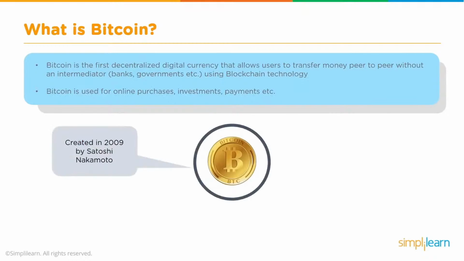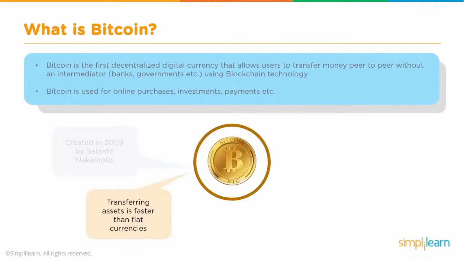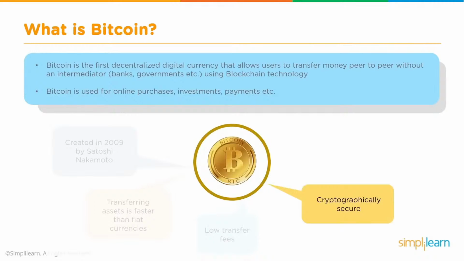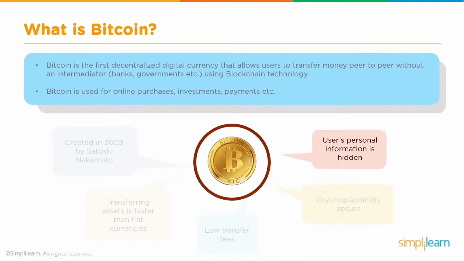Now it was created in 2009. It came into existence by a person or a group of people called Satoshi Nakamoto. Now Bitcoin helps transferring of assets faster than regular fiat currencies. It has definitely lower transaction fees because as it has removed the intermediaries from between, the cost of transaction also goes down, and it is cryptographically secure. It uses cryptographic infrastructure, and thereby the identities of the sender and the receiver are also secure, and the entire transaction is cryptographically signed.